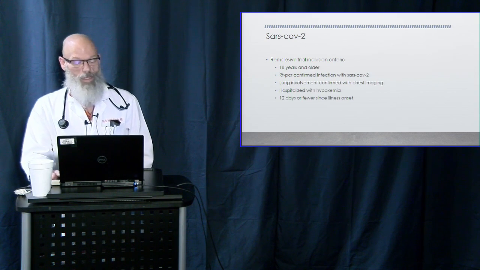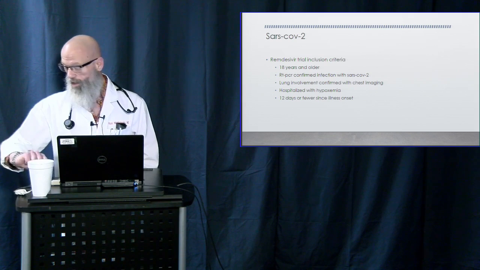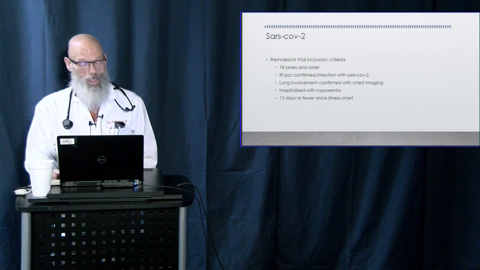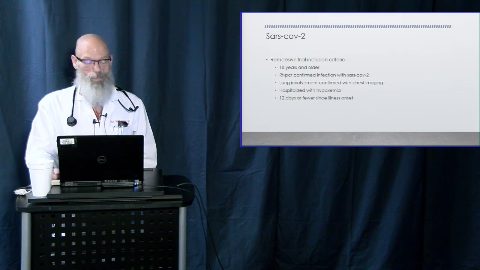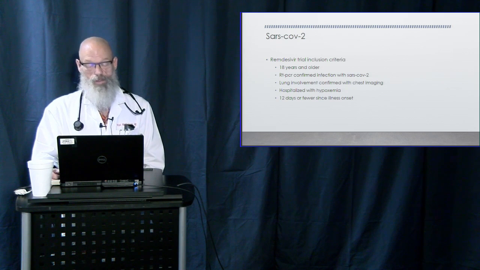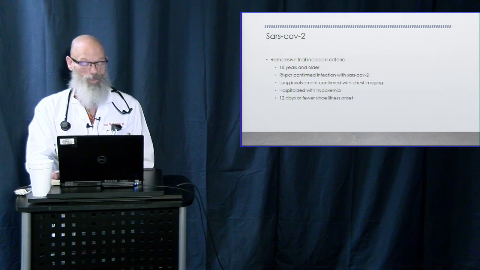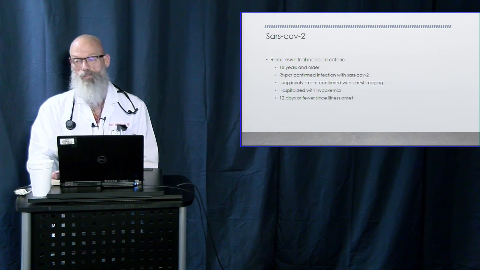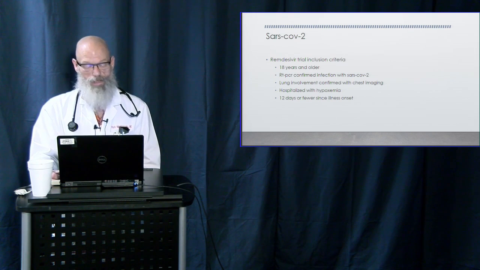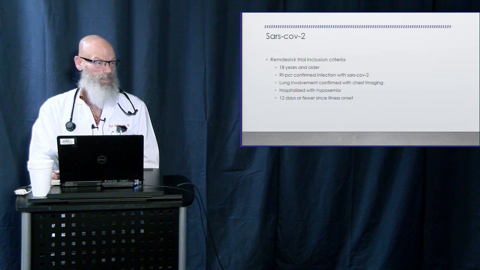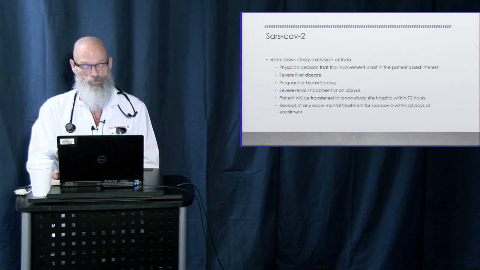The trial is to include patients who are 18 years and older. They have to have PCR-confirmed infection with SARS coronavirus 2. They have to have an abnormal chest X-ray. They have to be hospitalized and be hypoxic, and they have to have been sick for 12 days or fewer.